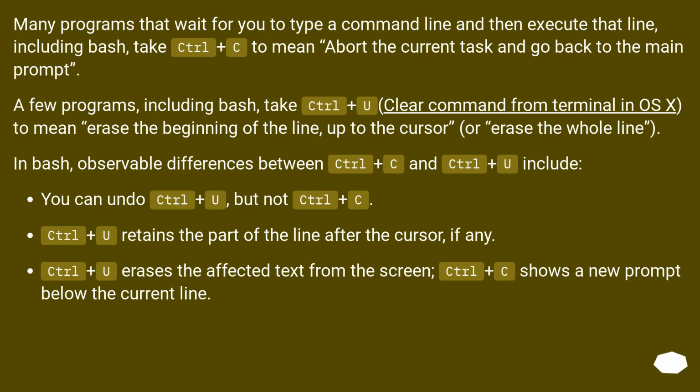You can undo Ctrl plus U, but not Ctrl plus C. Ctrl plus U retains the part of the line after the cursor, if any. Ctrl plus U erases the affected text from the screen, while Ctrl plus C shows a new prompt below the current line.